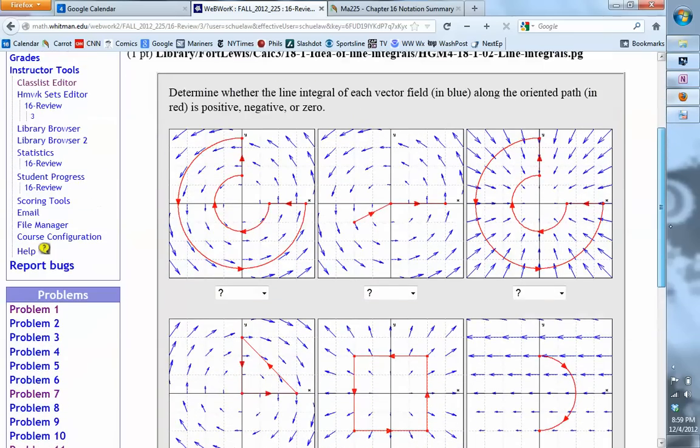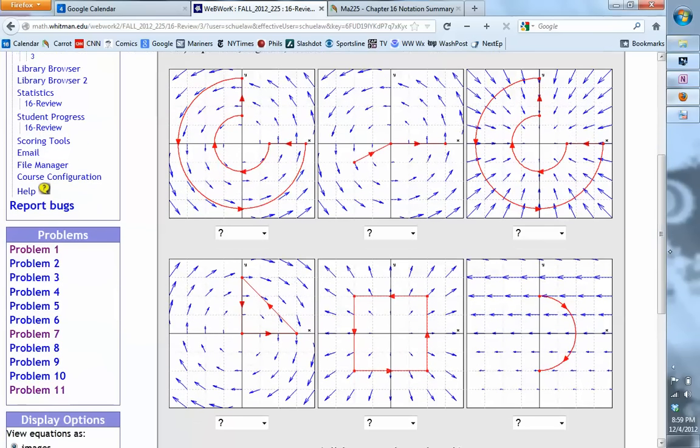So determine whether the line integral of each vector field in blue along the oriented path in red is positive, negative, or 0. You'll remember that a stretch of line integral that's going against the force is negative. If it's going with the force, it's positive. And if it's perpendicular to the force, it's 0. Those are the three fundamental ideas. Looking at this one, as we go along here, it appears we're going perpendicular, so there's no contribution. We get a massive positive contribution here, no contribution here, and then a smaller negative contribution here.